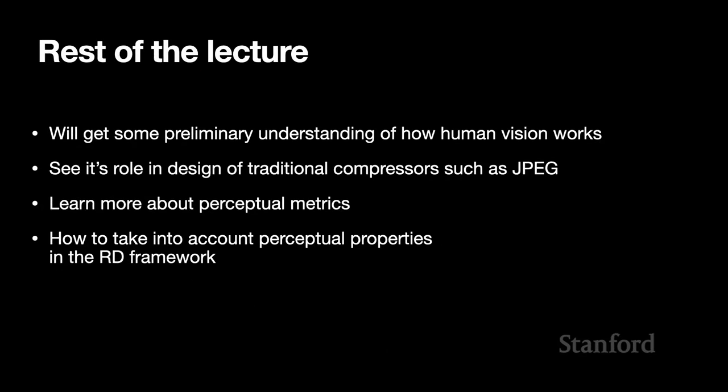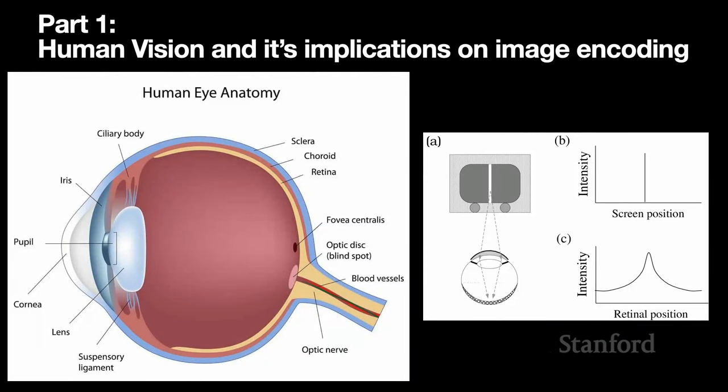Okay, so for the rest of the lecture we'll just get some preliminary understanding of how human vision works. We're going to focus on the visual aspect of things. We are not going to talk about the audio. We'll see its role in the design of traditional compressors, learn a bit more about perceptual metrics, and the last part would be how do you account for perceptual metrics eventually in this rate distortion kind of framework? So let's get started. Again, it's going to be fun, it's light, so it's going to be different, so do interact. Let's see how this goes.